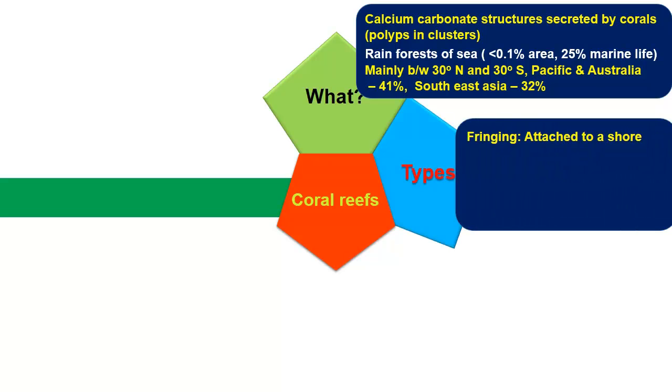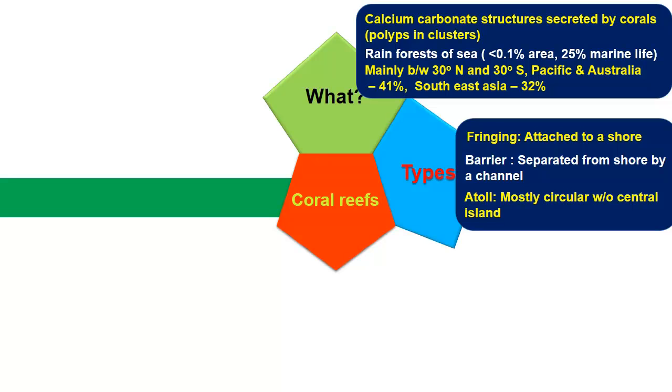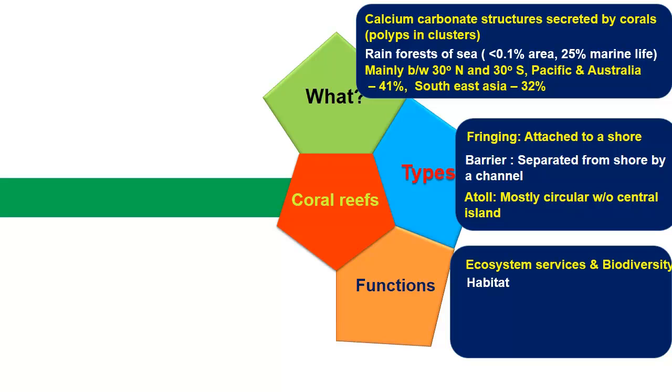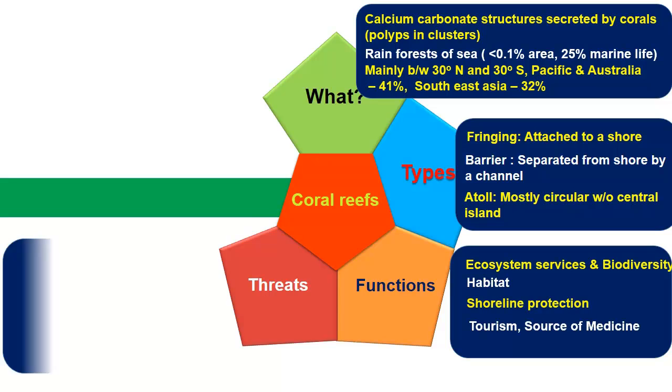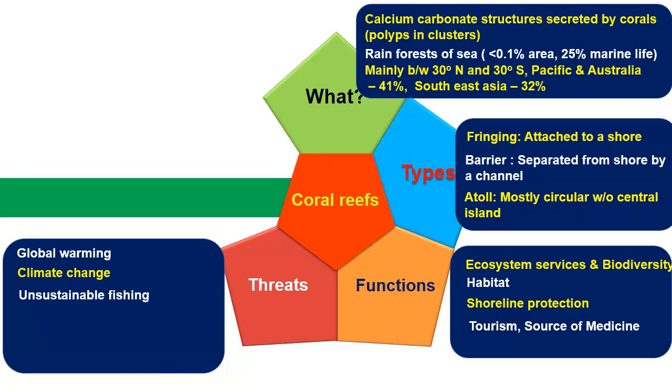Types. Fringing reefs are attached to a shore. Barrier reefs are separated from shore by a channel. Atolls are mostly circular. There will be no central island. Functions, ecosystem services, biodiversity services, habitat, shoreline protection, tourism, source of medicine, etc. And threats: global warming, climate change, unsustainable fishing, land-based pollution, bioerosion.